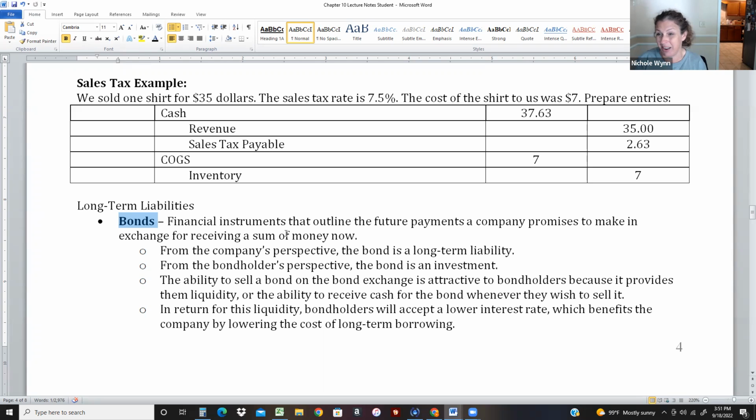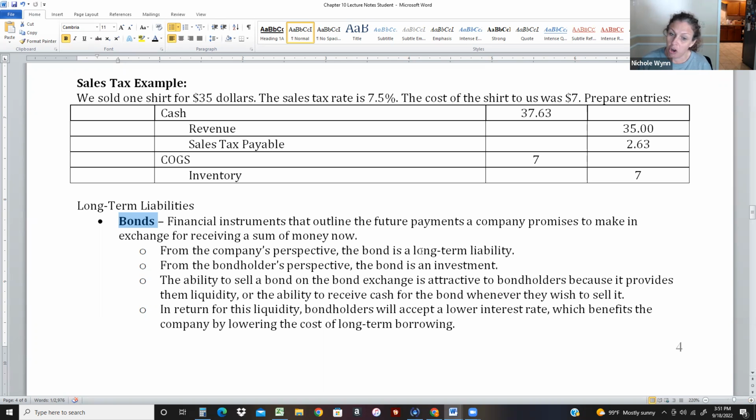And in 5 years, if I don't have the principal to give back to you, then I'll go find 30 more people to give me $1,000 each, and I'll lock in an interest rate with them. I'll take their $30,000, give it to you, and keep going. So that's how bonds work.